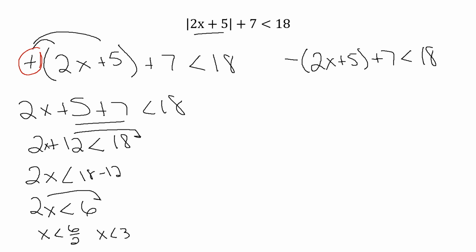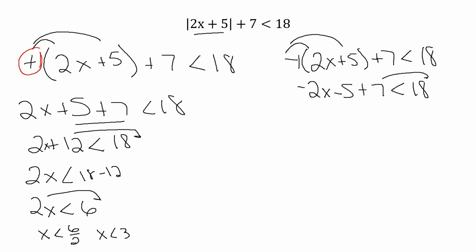There's my first piece. Now distribute this negative to both pieces, and I get negative 2x minus 5. Remember, there's technically an understood 1 there. Negative 1 times 2 is a negative 2. Negative 1 times 5 is negative 5.